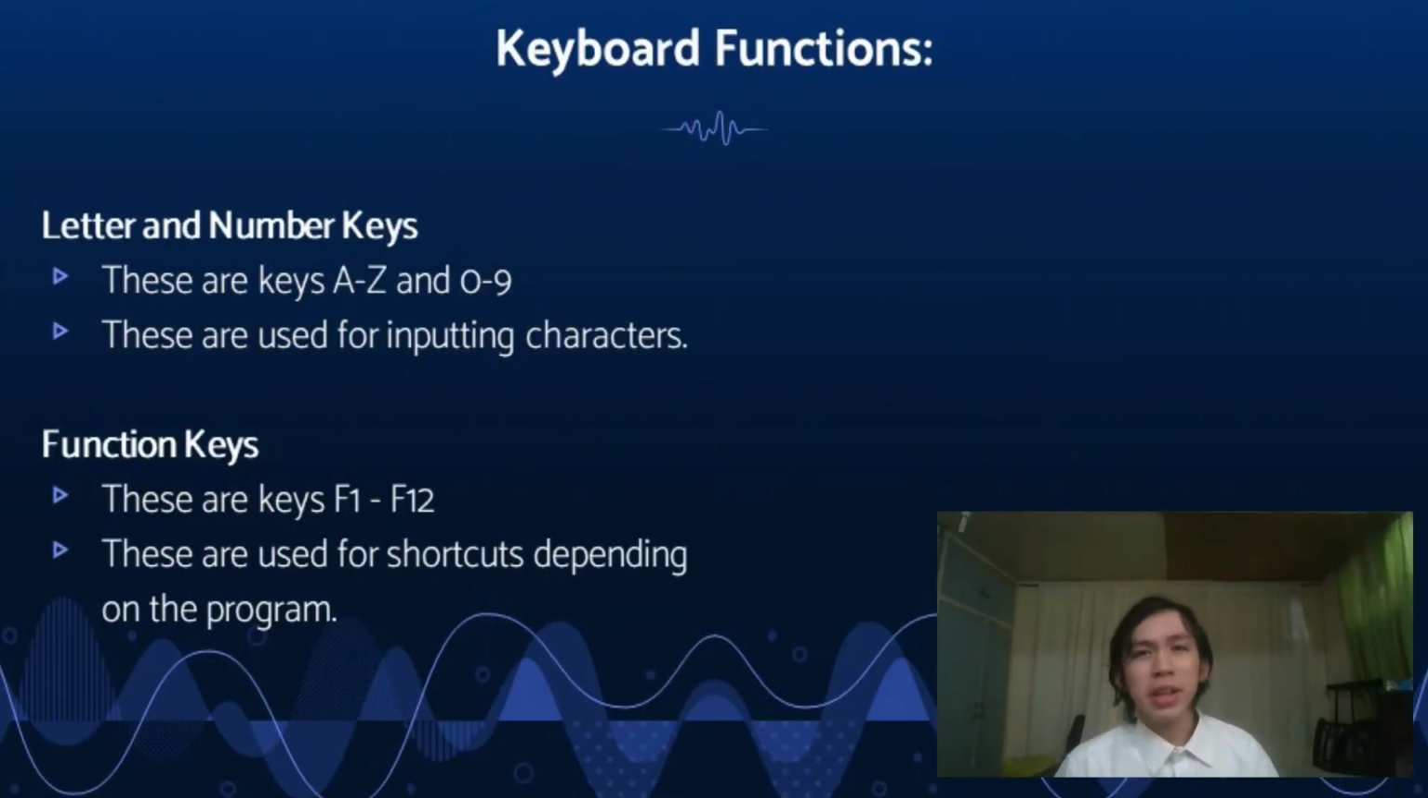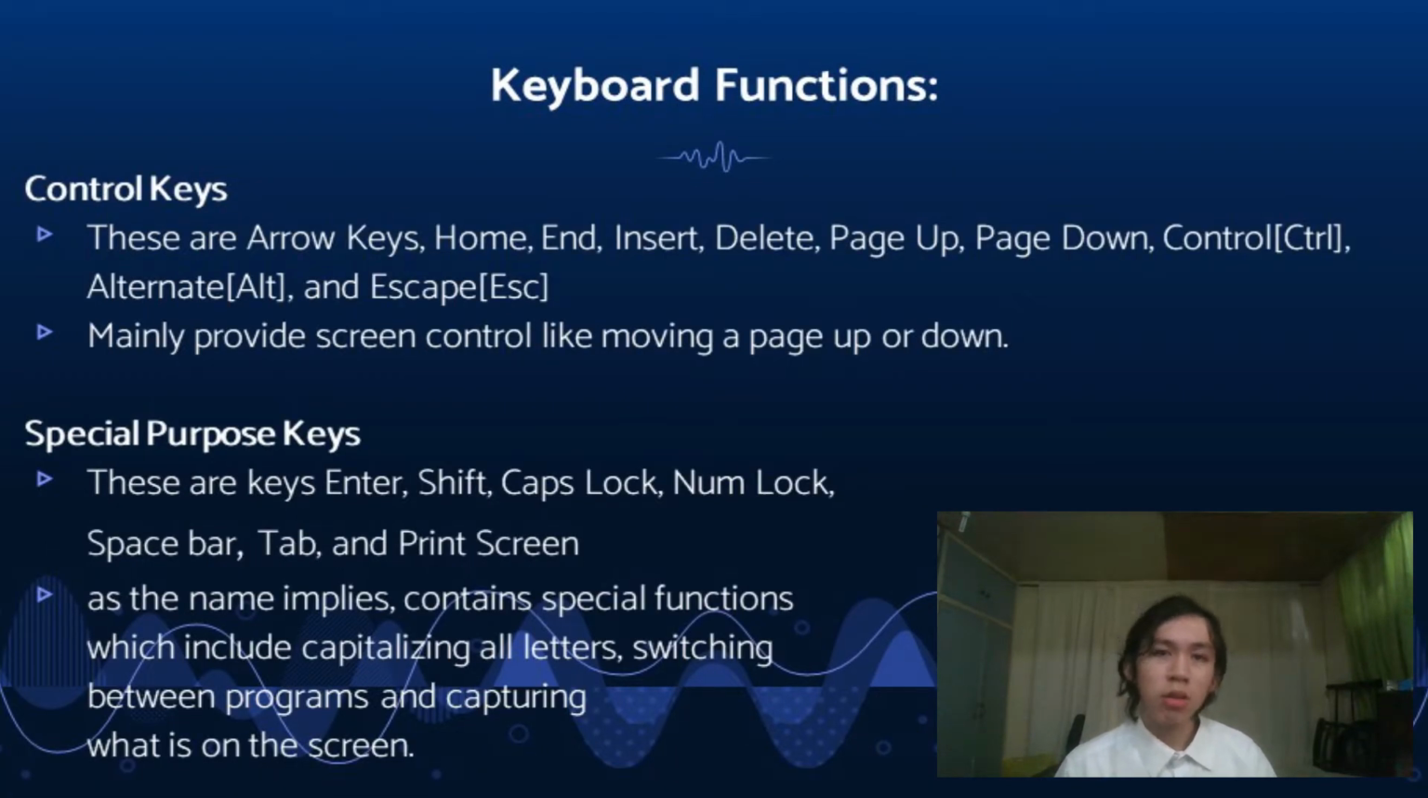So what are a keyboard's functions? There are letter and number keys for typing out messages. There are function keys which are used for executing shortcuts. There are control keys for controlling the screen, as well as used in combination with function keys for even more shortcuts. Finally, there are special purpose keys which serve different unique functions. Such examples would be Caps Lock, which capitalizes all letters to be inputted, and Alt Tab, which switches between programs.